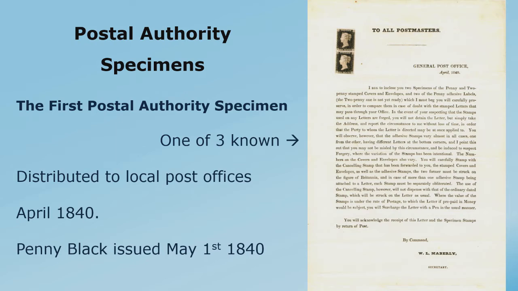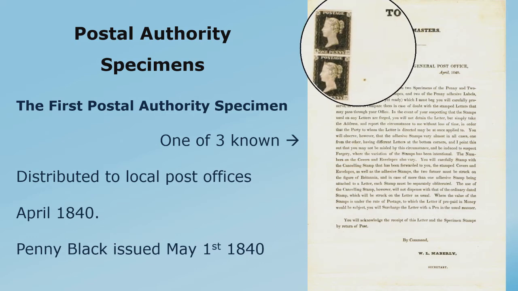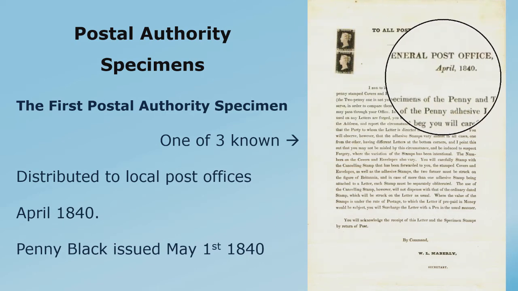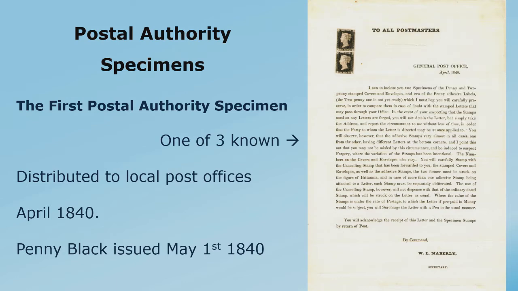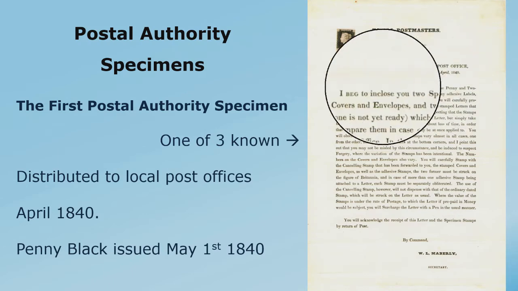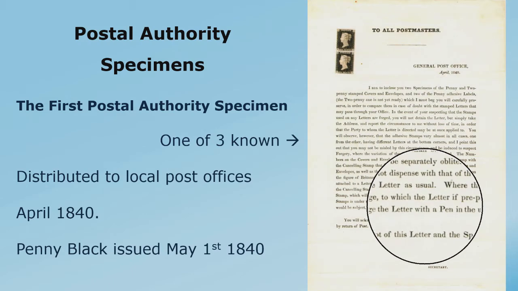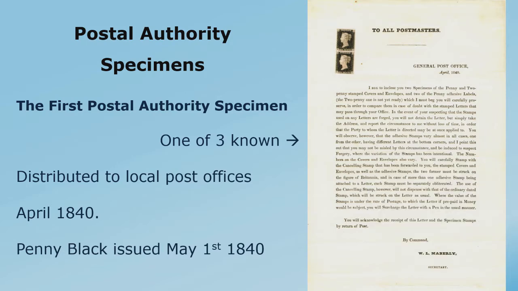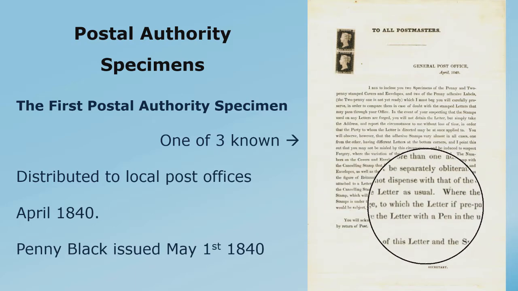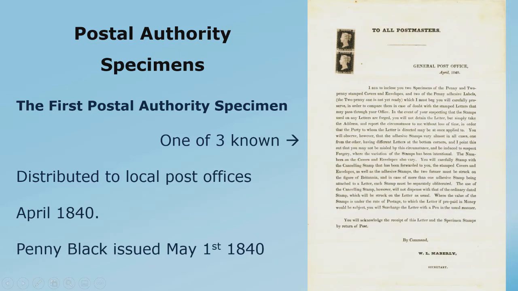Here's a really great illustration of the first postal authority specimen. There are only 3 of these known to exist, but that's the penny black. It was issued by the General Post Office in April of 1840, a month before the issuance in May of the penny black. So this is an announcement to all the local post offices that these newfangled things called postage stamps were coming out the next month, and this is an instruction as to how to use them, how to deal with them, indeed how to sell them.